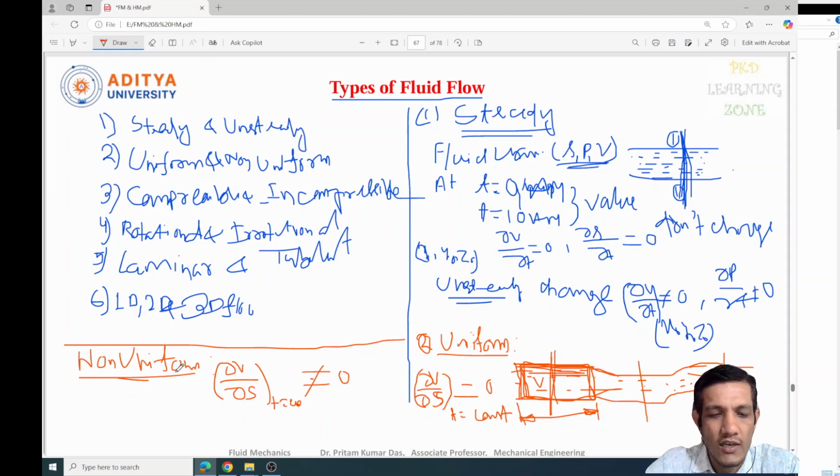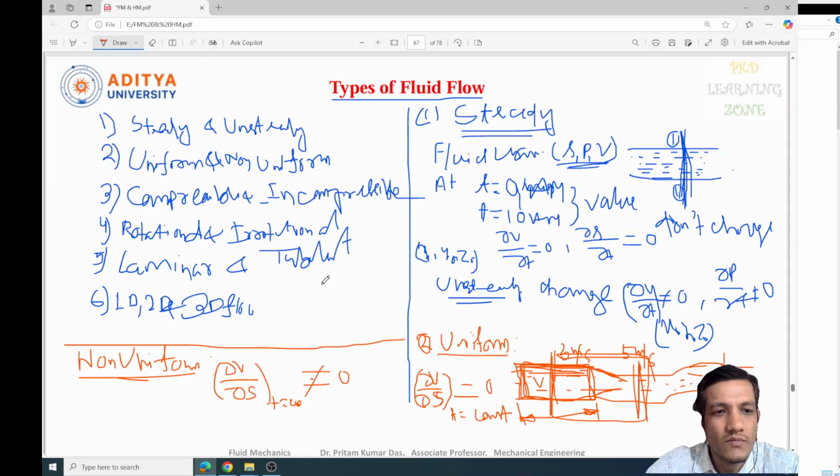What is the meaning of this? It is fluid flow in which the velocity at a given time changes with respect to space. Suppose the velocity here is 3 meter per second. When we take the next space, from here to here, and measure the velocity here, it may be 5 meter per second. That means the velocity is changing with respect to space at a given time. That means it is not fixed. So that is called non-uniform flow.